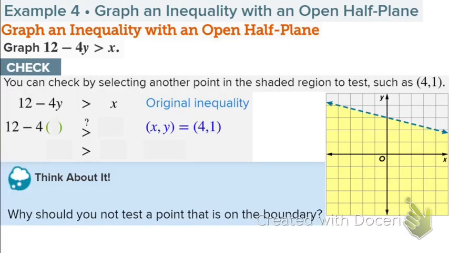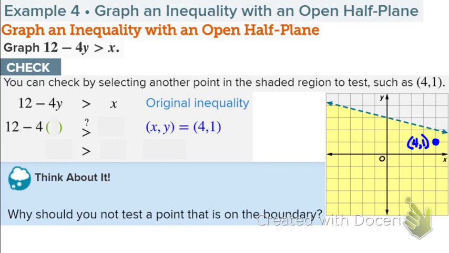We can check to make sure that we've shaded the correct side, even after we've done our shading. You want to pick out some other point there. They've picked out 4, 1. Is that in the region that we said was supposed to be shaded? Yeah. So when I substitute this in, it should come out to be true.